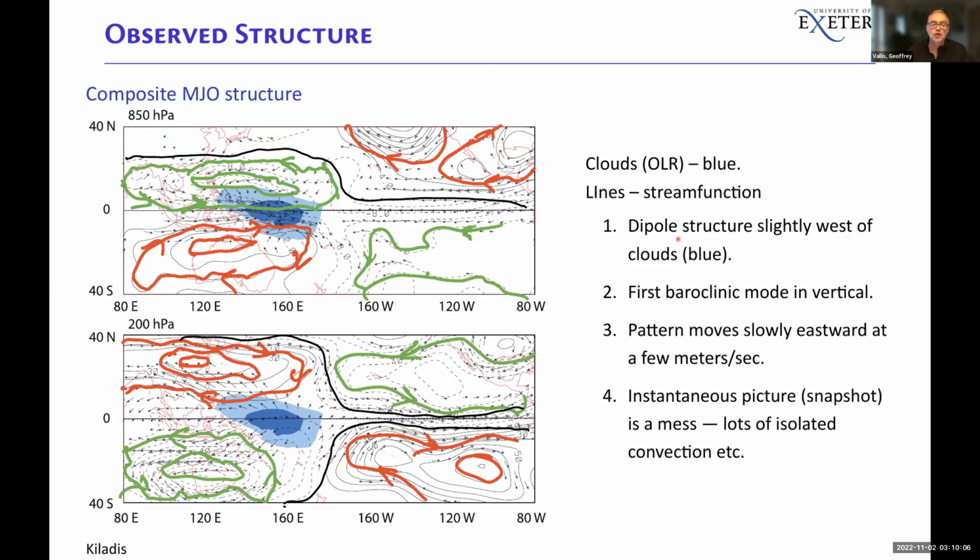The dipole structure just slightly to the west of where the clouds are, which is the blue, has a fairly simple vertical structure. It's the first baroclinic mode. Then this pattern moves slowly eastwards at a few meters per second. I should say that this is a composite of many MJOs. If you actually look instantaneously at a particular picture, it's just a real mess. You can see lots of isolated convection, and you don't see this pattern nearly as well.